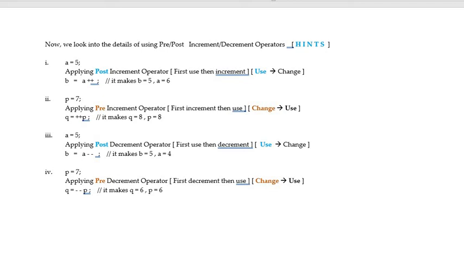And one more example. Suppose P is equal to 7 and suppose I apply minus minus P into Q. Suppose I write Q is equal to minus minus P. In that case, will Q get the current value or the reduced value? Think. It will get the reduced value because it is traveling over the minus minus sign before it is reaching P. So Q gets the changed value of P.